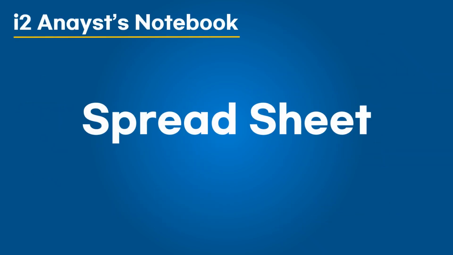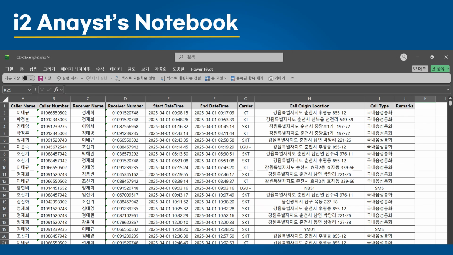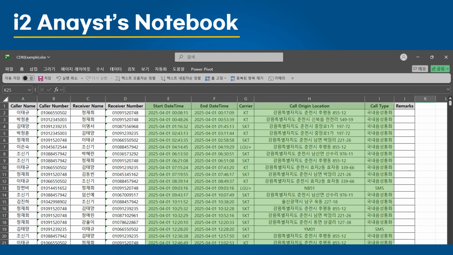Spreadsheet. Let's examine a simple spreadsheet to understand how tabular data can be translated into the ELP model. This table shows several call detail records between mobile phones. These two items in the spreadsheet form the entities in the dataset. And the call detail record columns represent the links.